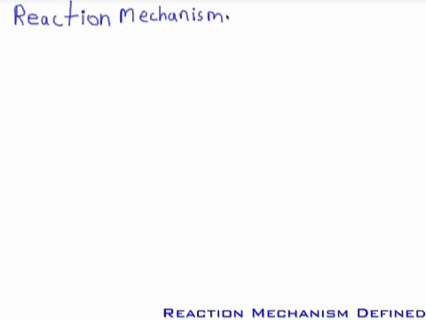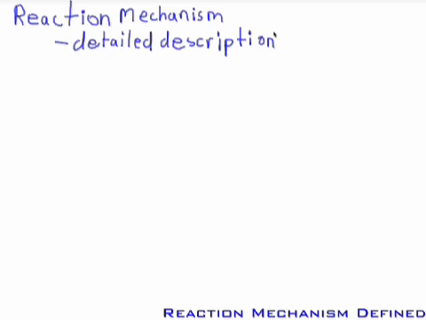Now, a reaction mechanism is more than just drawing out the simple reaction. In a reaction mechanism, we draw out more than the simple reaction. We actually look at the events that take place at the molecular level, all of the events that take place at the molecular level. A reaction mechanism is a detailed description of all structural and energy changes that occur as reactants are converted to products.